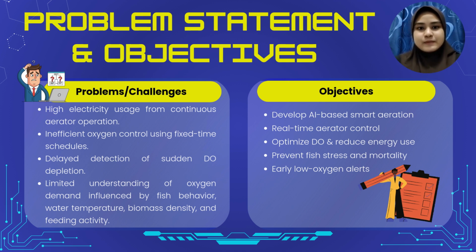Next, I present the problem statement and the objective. First problem is aerators are often operated continuously, especially at night, causing high electricity costs even when oxygen demand is low. Secondly, oxygen management is inefficient because aeration follows a fixed schedule, not real pond conditions. In addition, sudden drops in dissolved oxygen are not detected early, which may lead to fish stress or mortality. Lastly, oxygen demand is complex as it depends on temperature, biomass, and feeding activities.